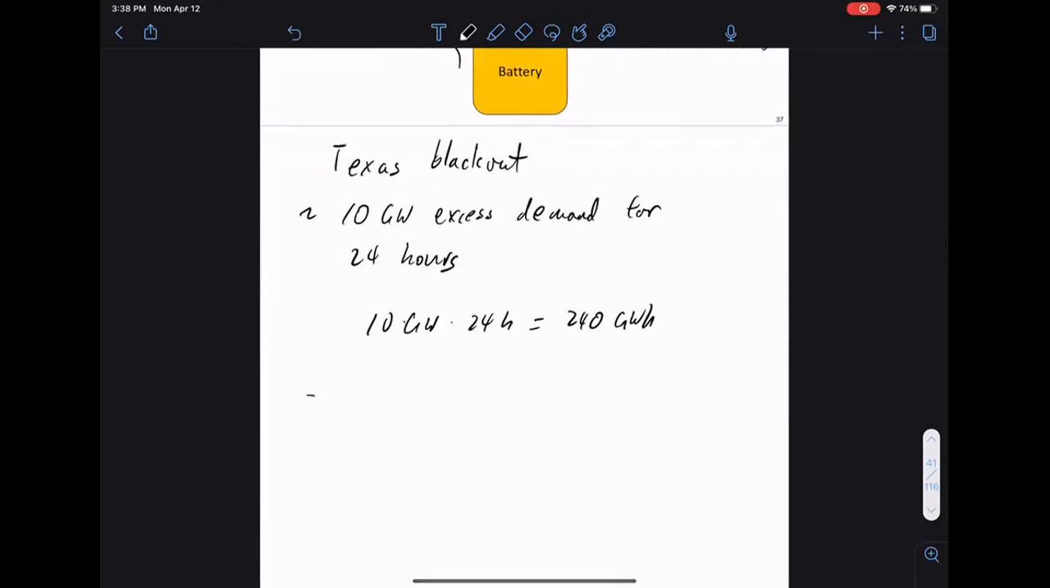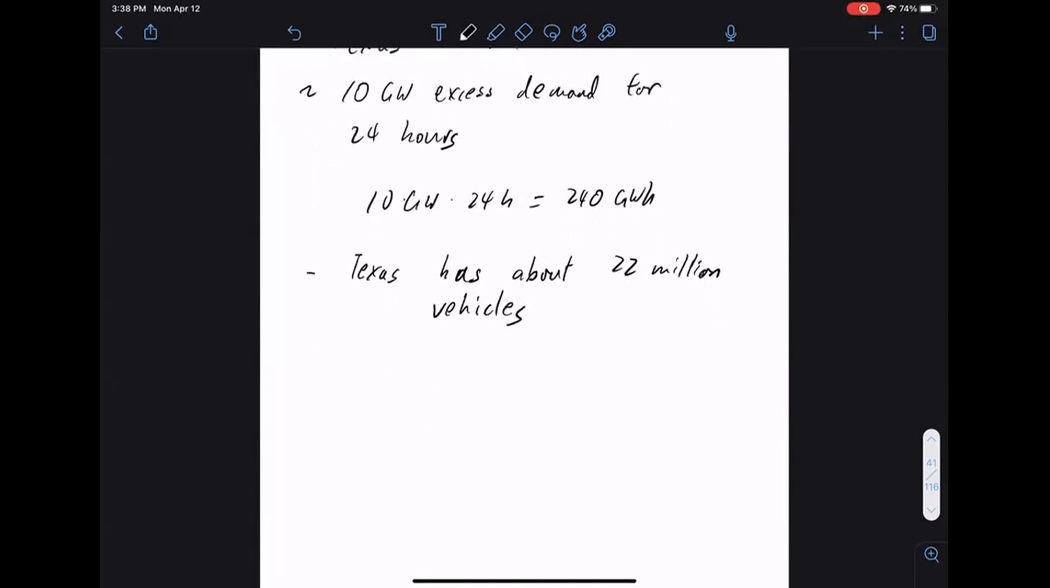From what Google tells me, Texas has about 0.2 million vehicles. I have no idea whether this is right, but that's what Google says. Now, how big do you think a battery is? So let's do this exercise. We want an order of magnitude estimate of how large an electric vehicle's battery is. Any guesses how large that is?